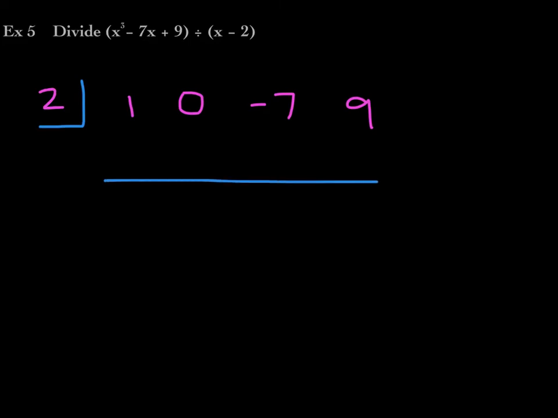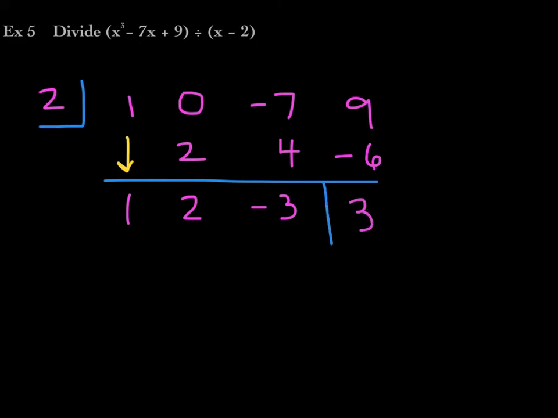The first thing is to bring down this first term here. So bring that down. I multiply. 2 times 1 is 2. I then add: 0 plus 2 is 2. I multiply again. 2 times 2 is 4. I'll put 4 there. I add. Negative 7 plus 4 is negative 3. Multiply again. 2 times negative 3 is negative 6. And then you add: 9 plus negative 6 is positive 3.